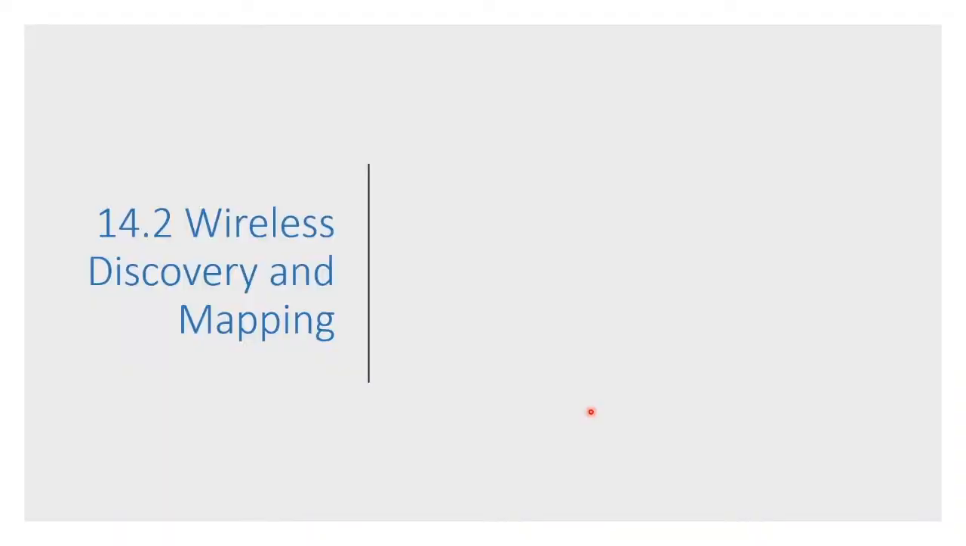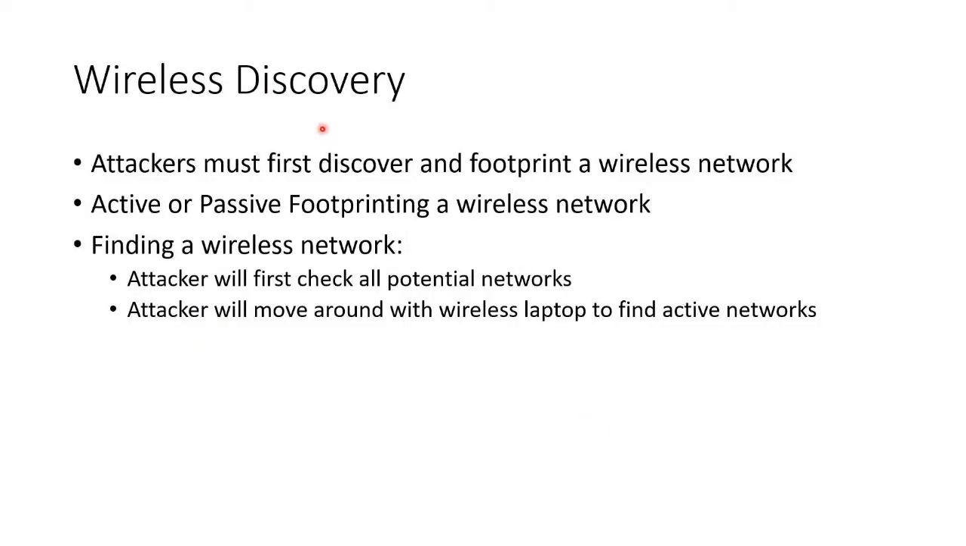If you're going to hack wireless, you need to find some access points to hack. So we have ways of discovering Wi-Fi. We need to first discover and footprint our target wireless network. Now we can either just passively sniff or we can actively interact.